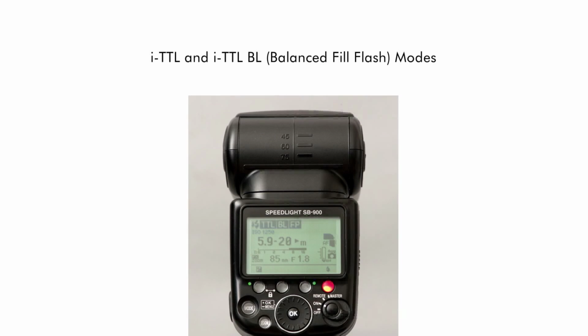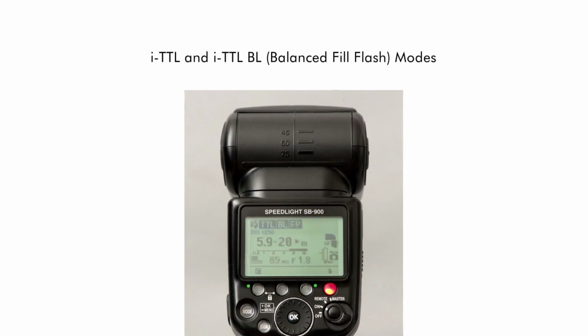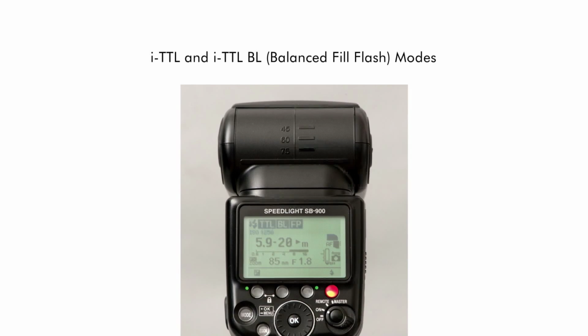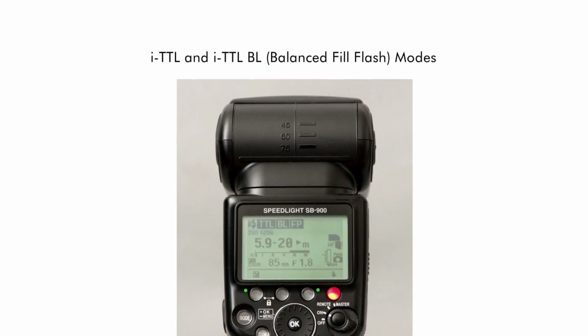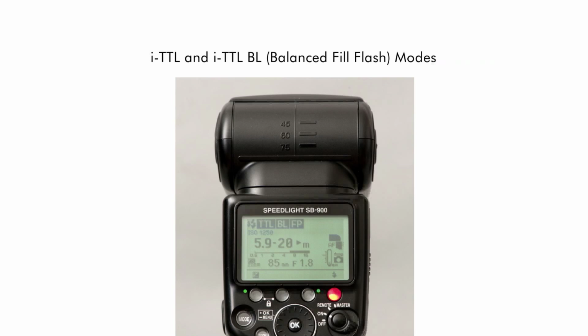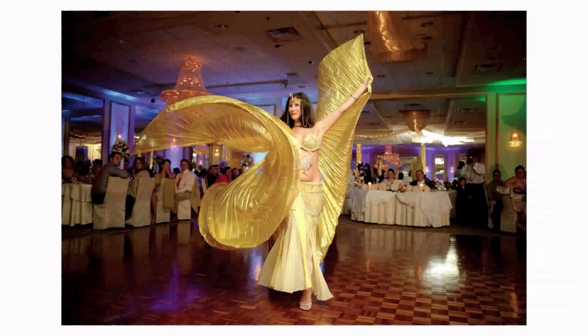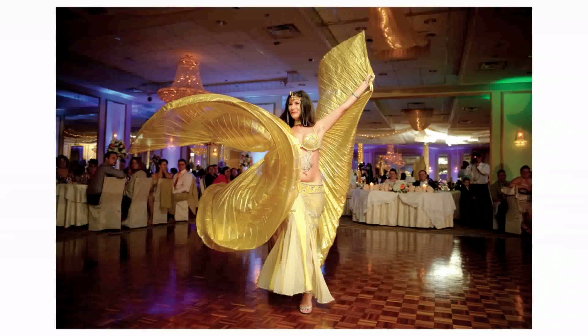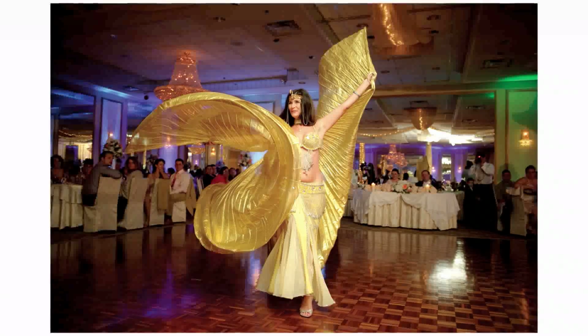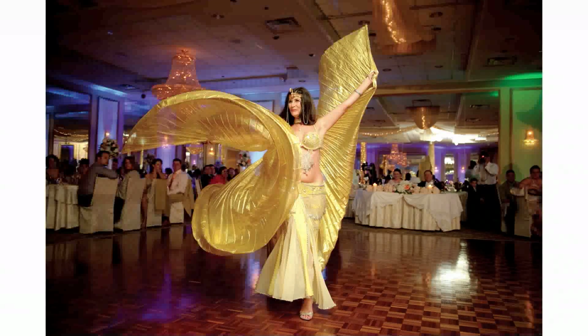Nikon's Intelligent TTL, or iTTL, is the most automated and the most advanced of the flash modes. It works by evaluating the flash exposure and then setting the speedlight to the proper power level. Nikon iTTL has two modes, Standard and Balanced Fill Flash, or BL mode. This photo was taken in Standard iTTL mode, which exposes the main subject correctly no matter what the background brightness is. In iTTL BL mode, the flash automatically adjusts its output level so that the exposures for the subject and the background are well balanced.